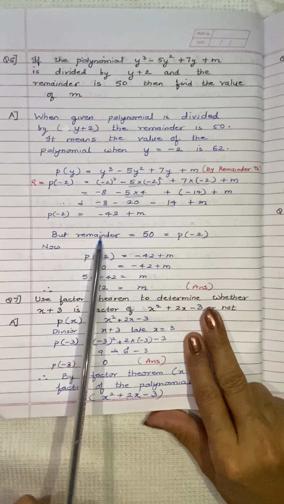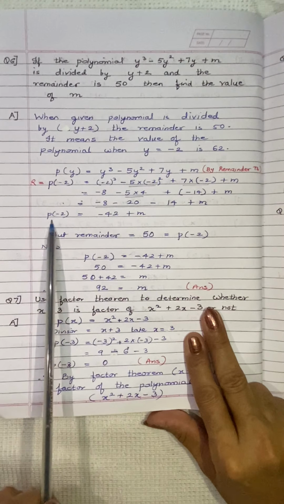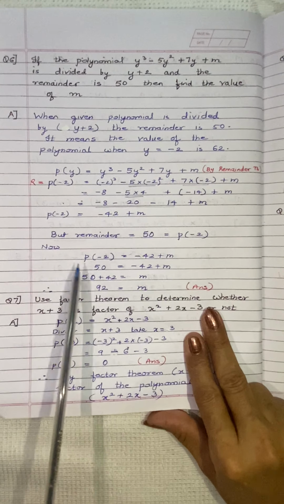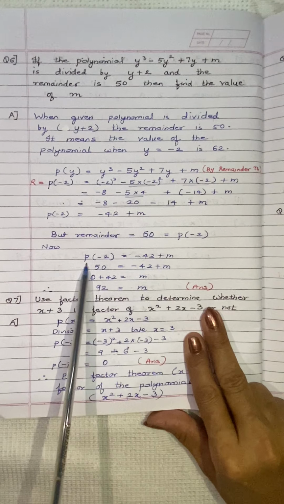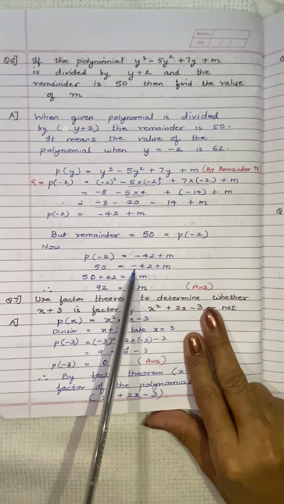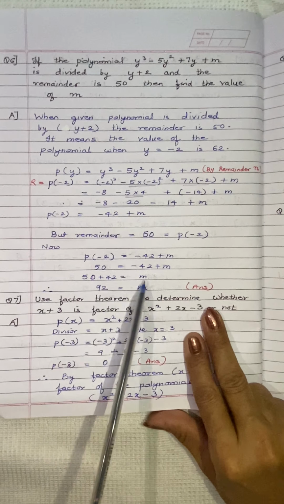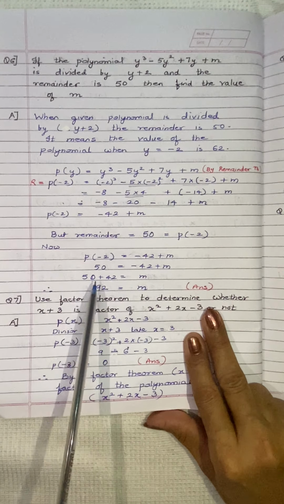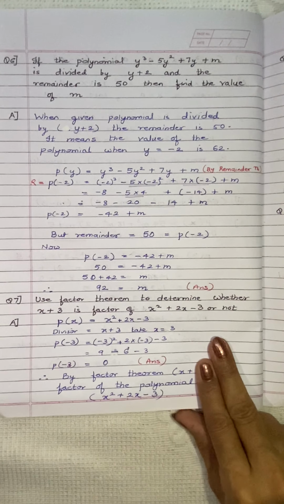But the remainder, p(-2), they have already given us as 50. So we will replace this p(-2) by 50. So 50 is equal to minus 42 plus m. So 42 comes here as per the equation. So 50 plus 42 is equal to m. M is equal to 92 is the answer.